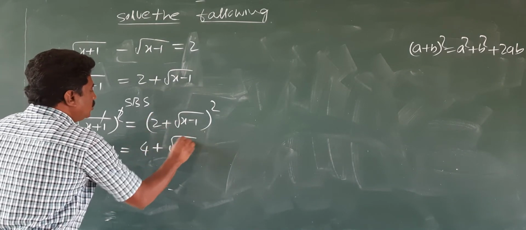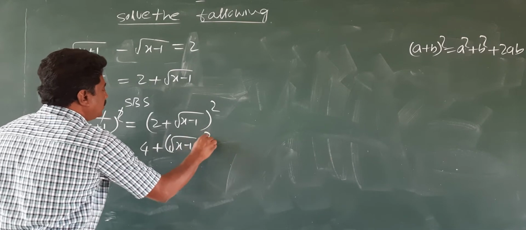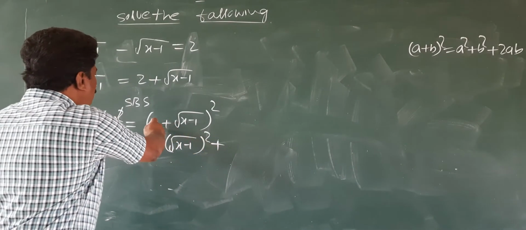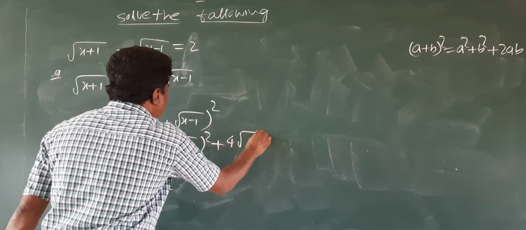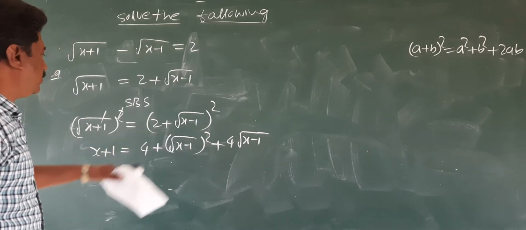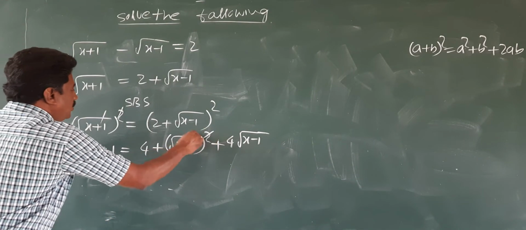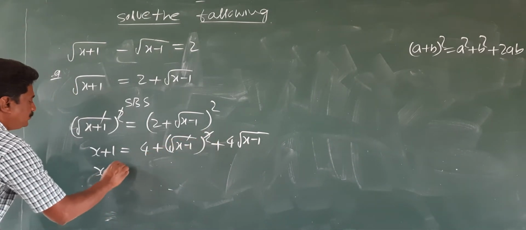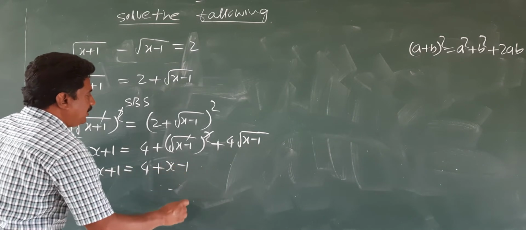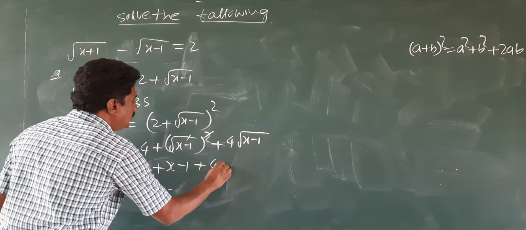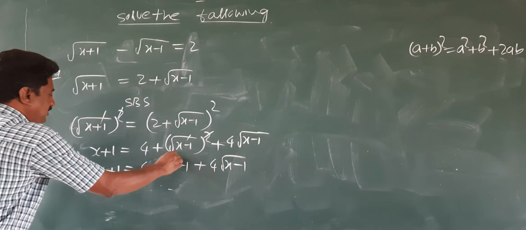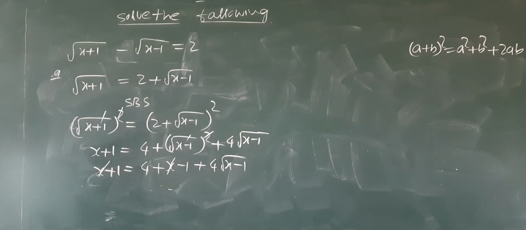b² is (root x minus 1) whole square, plus 2ab, which is 2 into 2, 4, into root x minus 1. So now the square roots get cancelled. x plus 1 is equal to 4 plus x minus 1 plus 4 into root x minus 1. So x plus x minus x gets cancelled.